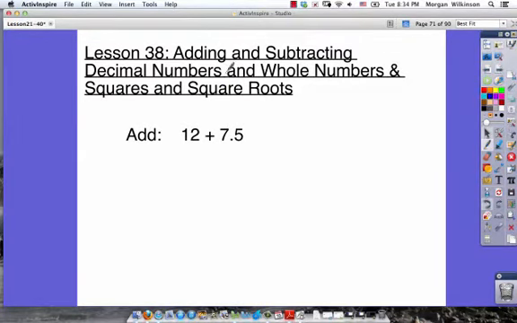Lesson 38 is about adding and subtracting decimal numbers and whole numbers, and squares and square roots. Now the first part of the lesson deals with problems like this. We're going to add, and we have 12 plus 7.5.